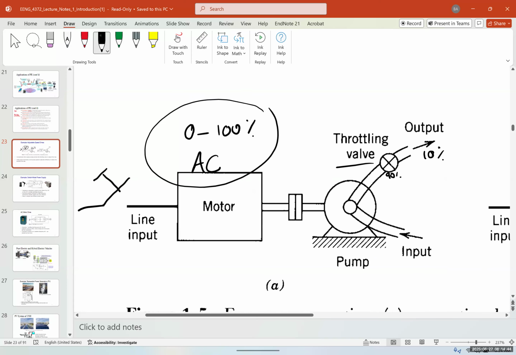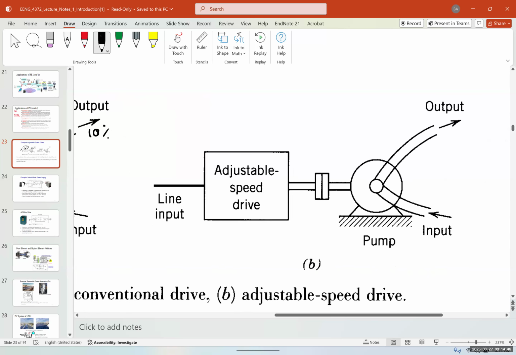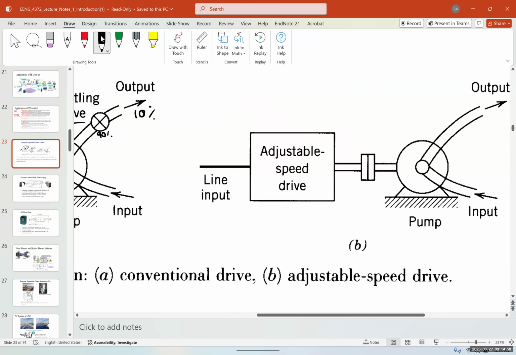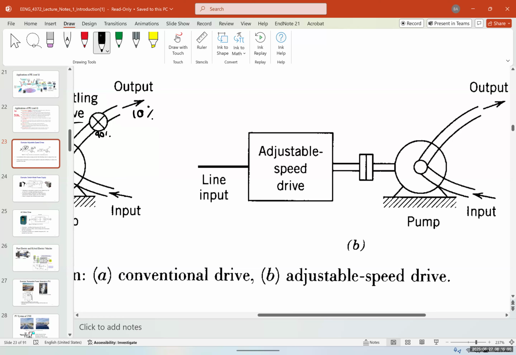So nowadays what we do, we use an adjustable speed driver. So the same line goes into the input line, goes to an adjustable speed driver and the motor, and that motor has the capability of running between 0 and 100%, but you can run it, for example, at 10%, 20%, and whatever you want, 50%, 100%.